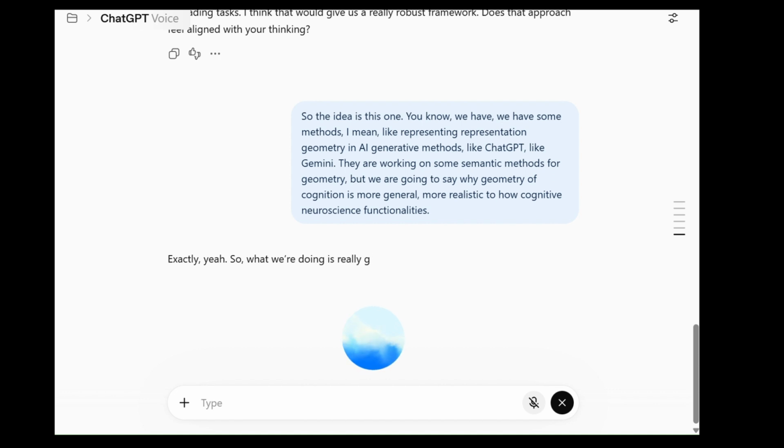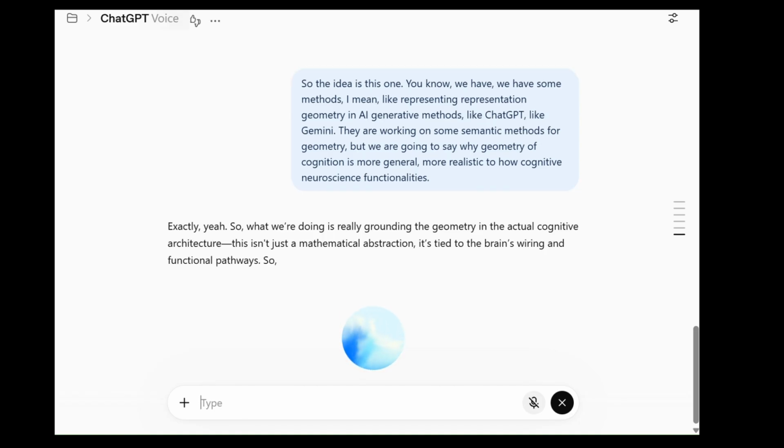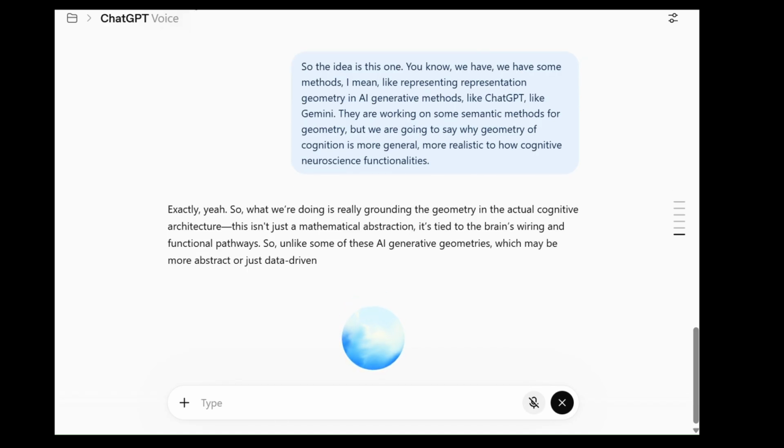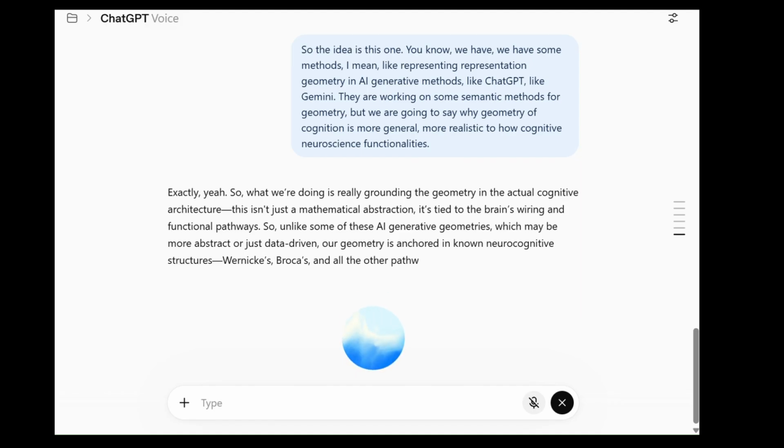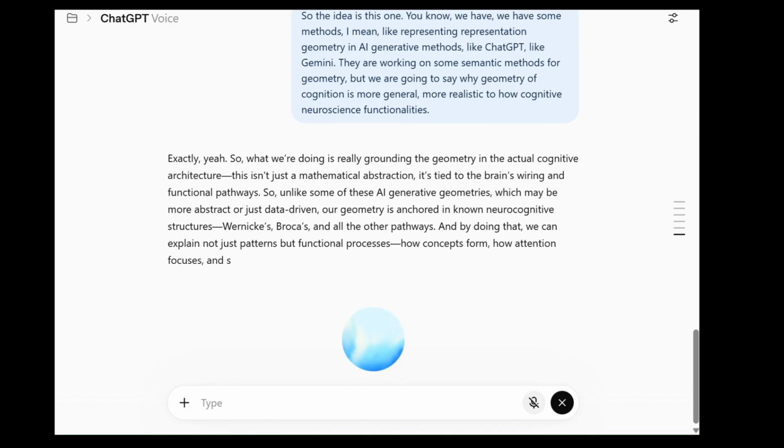Exactly. What we're doing is really grounding the geometry in the actual cognitive architecture. This isn't just a mathematical abstraction, it's tied to the brain's wiring and functional pathways. So unlike some of these AI generative geometries, which may be more abstract or just data driven, our geometry is anchored in known neurocognitive structures, Wernicke's, Broca's, and all the other pathways. And by doing that, we can explain not just patterns, but functional processes, how concepts form, how attention focuses, and so forth.